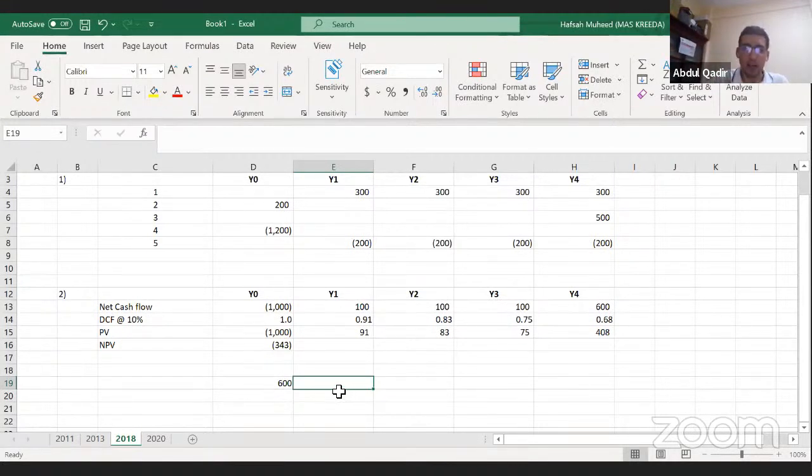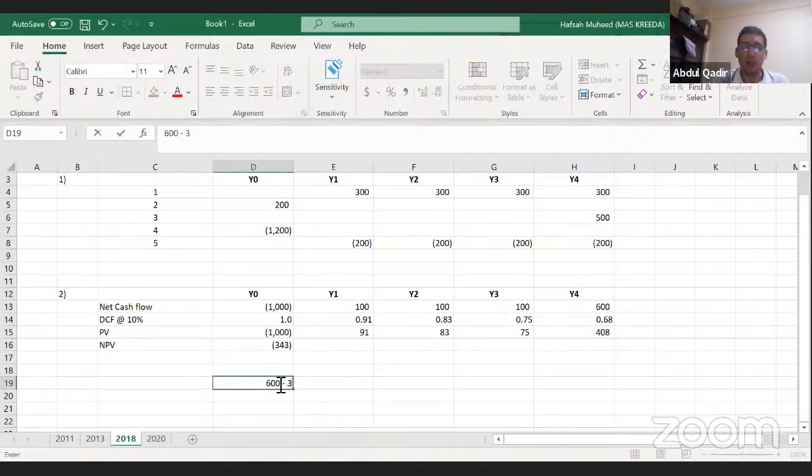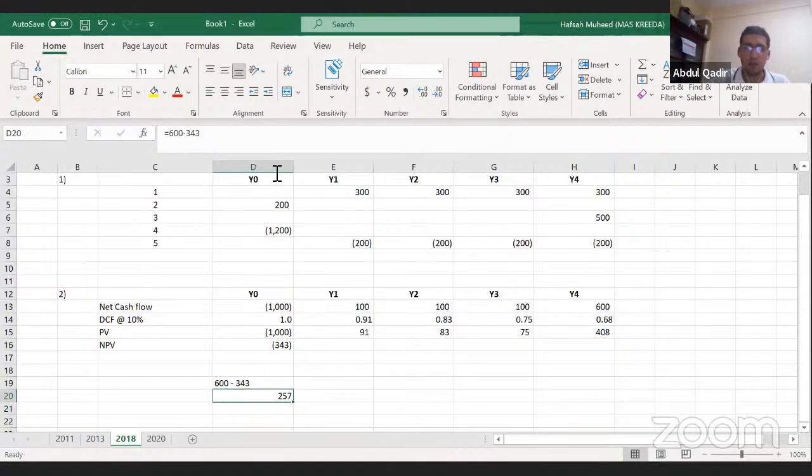So 600 minus 343. How much is that? You get an answer of 257 as your revised NPV. So you're still NPV positive. Earlier it was 600, it has reduced now because you have considered a lot of costs, but it's still positive. You can go ahead with the project.